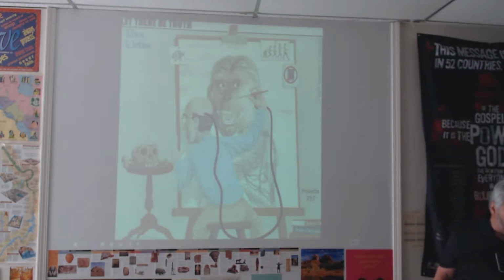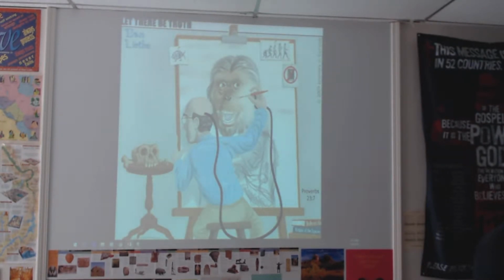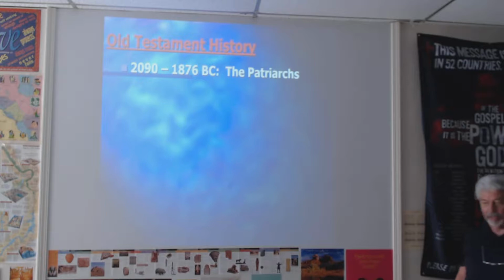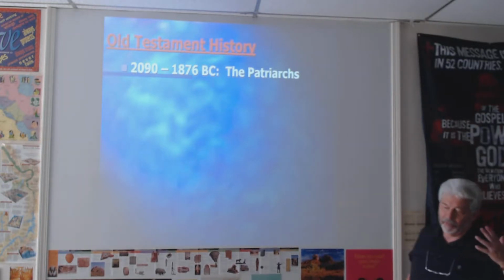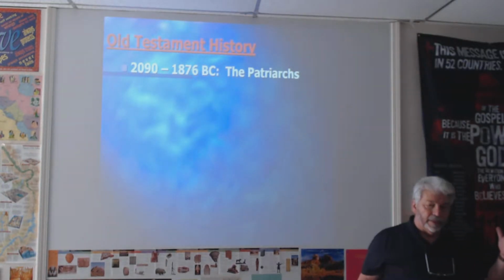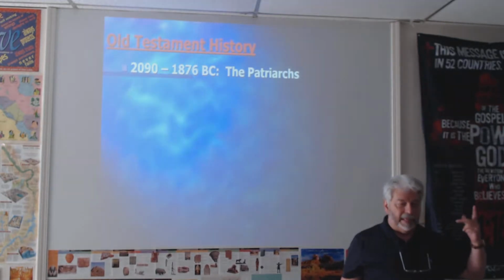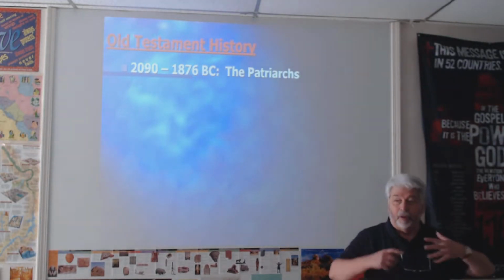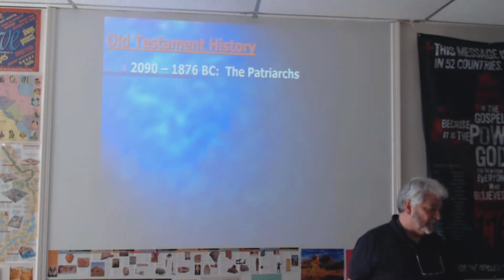So first screen we're going to look at here will show us some of where we've been and some of where we're going. So first of all, we have the time of the patriarchs. Okay, who do we think of when we think of the patriarchs? What names come to mind? Abraham and Jacob, and then all his sons of the 12 tribes of Israel.